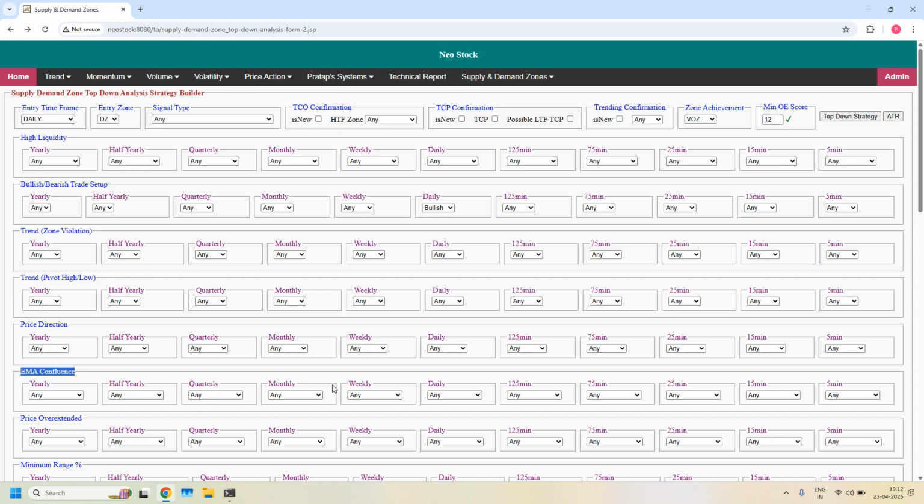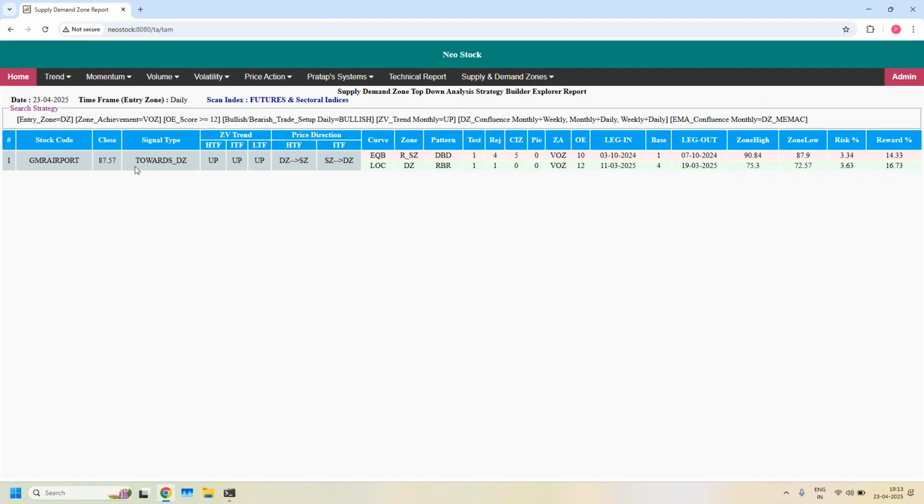So, EMA confluence: does the monthly demand zone have a monthly EMA or not? At the same time, the monthly trend should not be sideways. It should be an uptrend, because it is a bullish trade setup. So that one stock is filtered. So this daily demand zone has a higher probability of success. This is the bullish trade setup for monthly income trade.